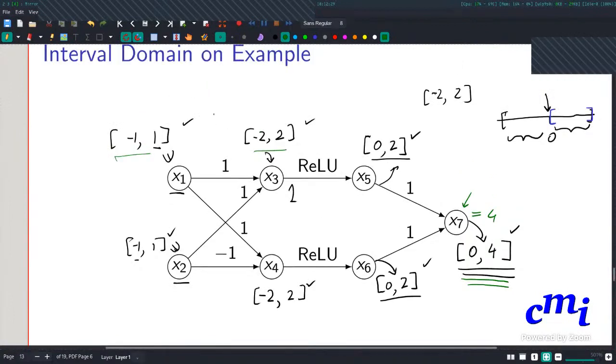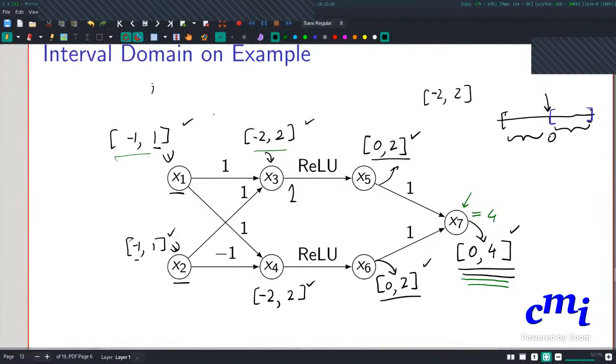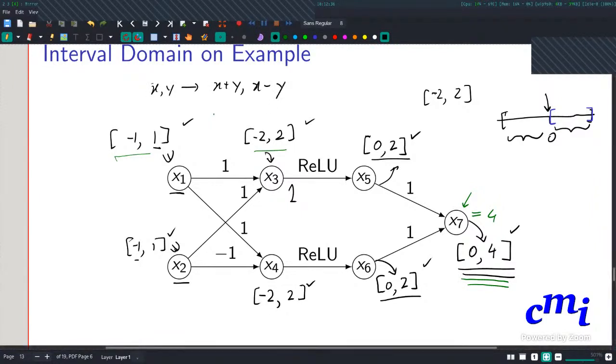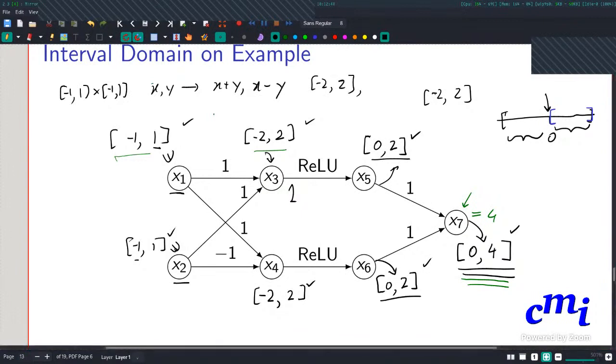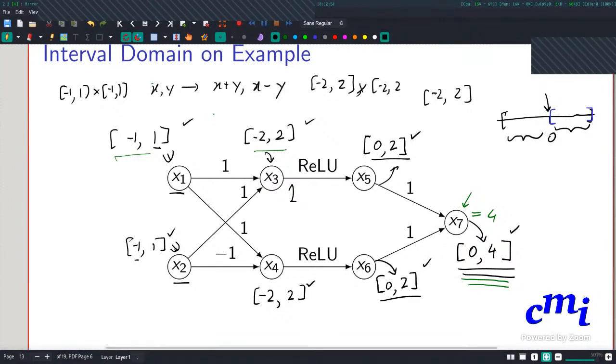What is this layer doing? It's taking x comma y to x plus y comma x minus y, right? And what do we have? We had -1, 1 cross -1, 1 on this side, and on the other side we're getting -2, 2 cross -2, 2, right?